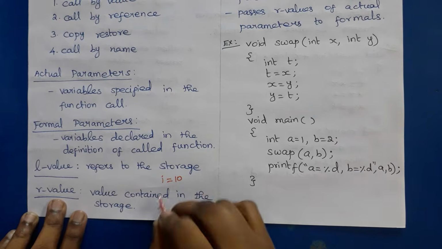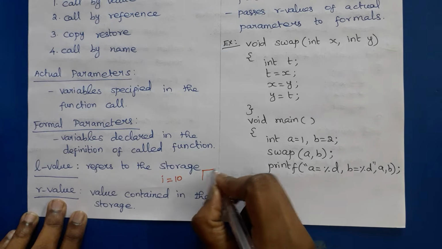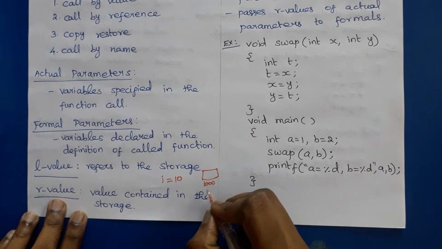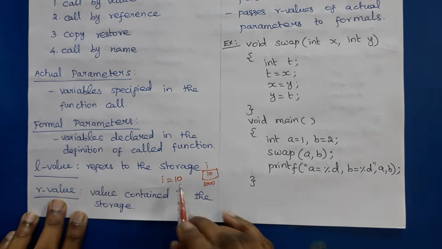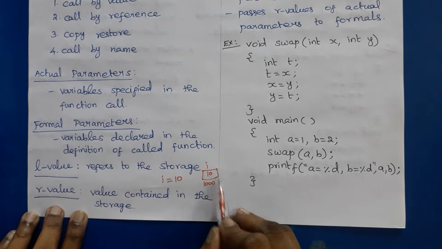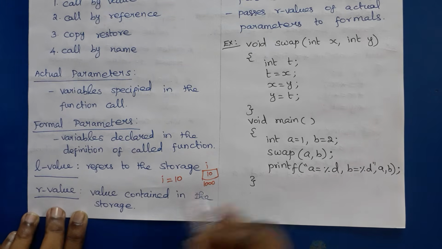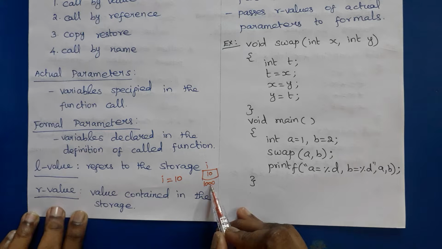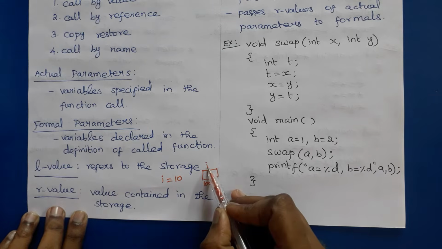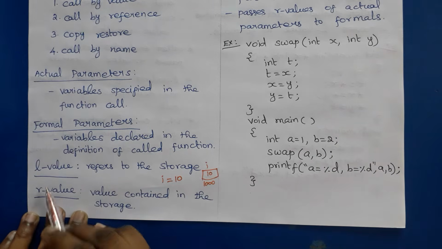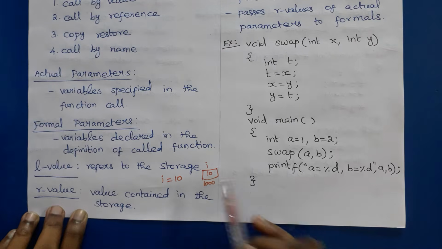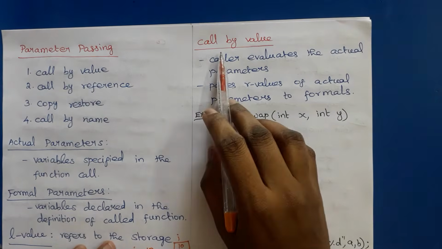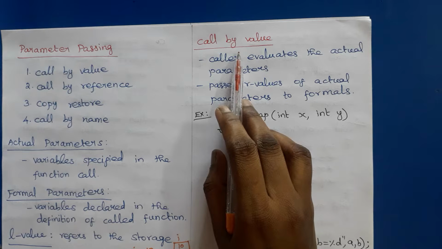So for example, if i equals 10, then in a memory location, for example 1000, the name of this location is i and the value is 10, right? So in this example, the R value is 10 and the L value is 1000. This 1000 can be represented by the name i. So the L value refers to the storage location and the R value is the value contained in the storage, that is 10.